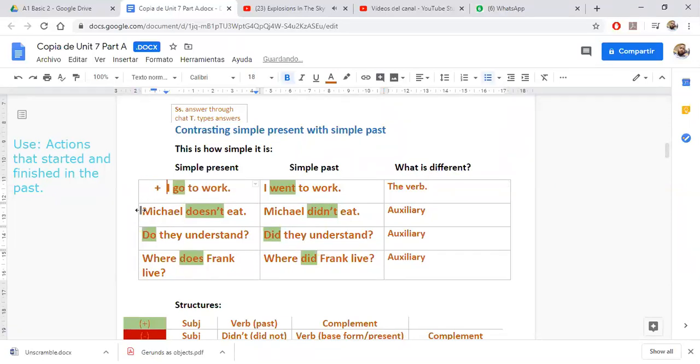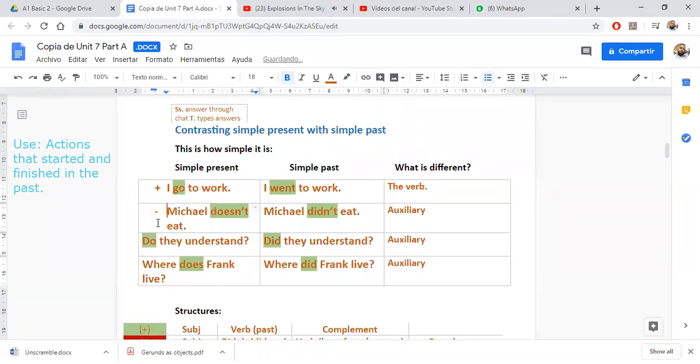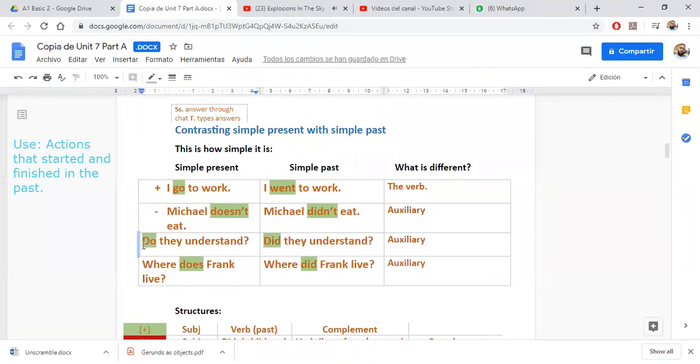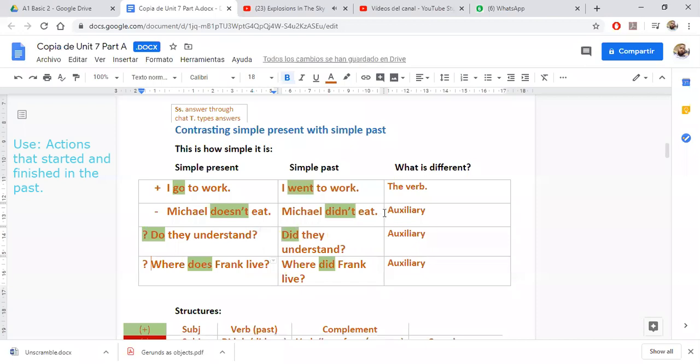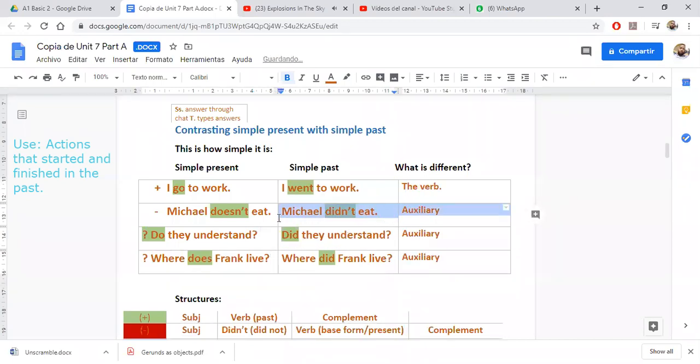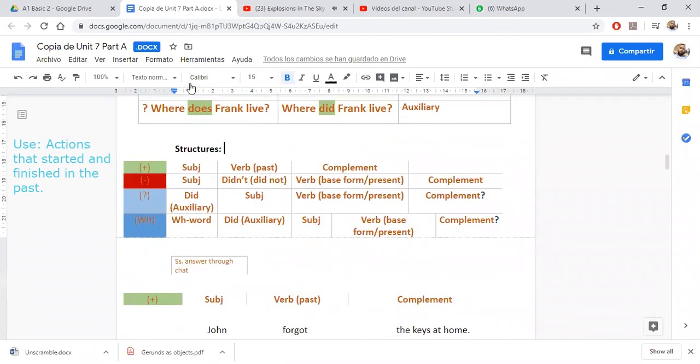So let's put affirmative, negative, question. So if you notice, the only one where we change the verb is in the affirmative. We don't change the verb in any of the others. The verb doesn't change. Okay, what changes is the auxiliary. The auxiliary absorbs the past, the simple past. Okay, so that is the structure that we explained before.